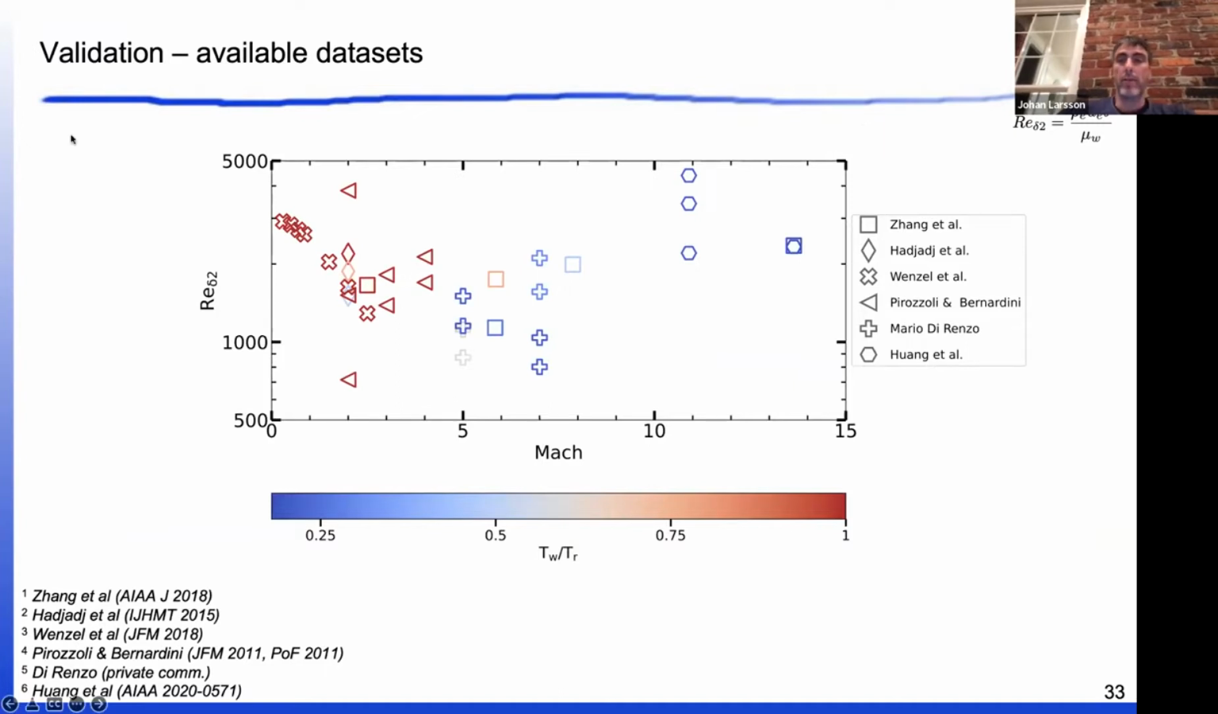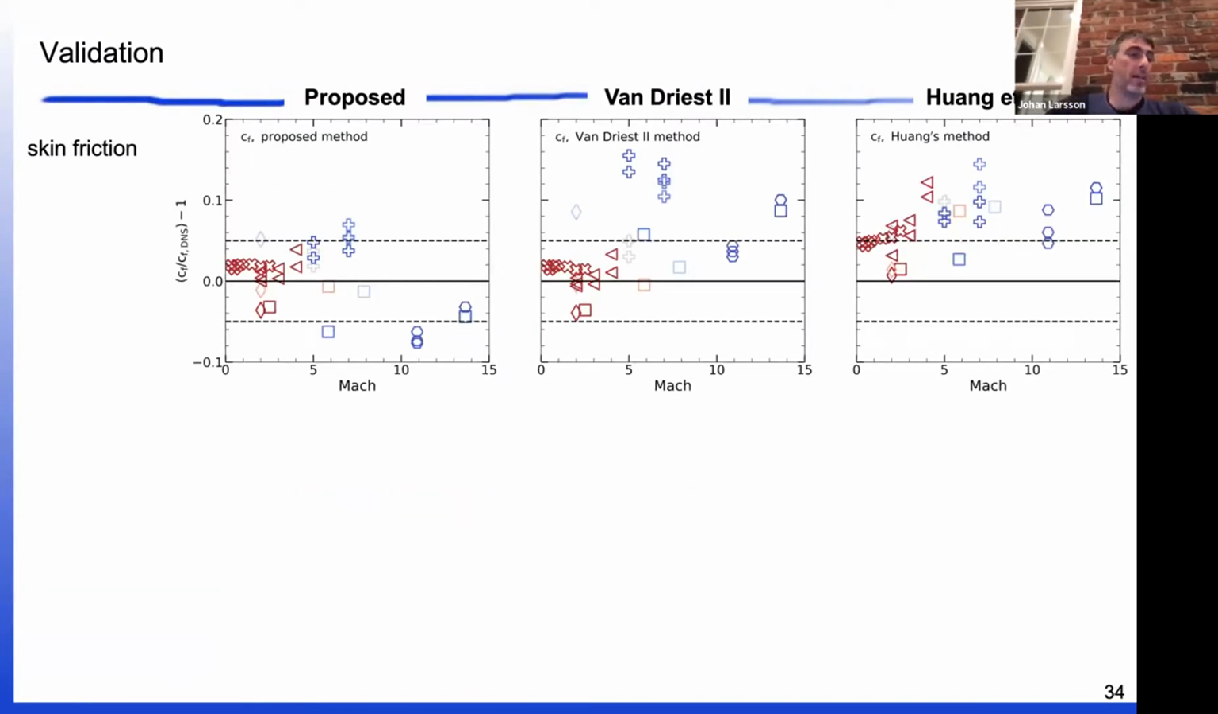So for validation, Vedant found several data sets that span Mach numbers up to 14, that span almost a decade of Reynolds number, and that span from quite cold walls, the blue symbols, to adiabatic in the red. And so here's the validation results. So what we're plotting here is, first, I'm looking at the friction coefficient. So these are all DNS data sets, so we know the truth. So we compute the CF from these different methods, and we look at the relative error compared to the truth. And the solid black line is 0% error, so perfect prediction.